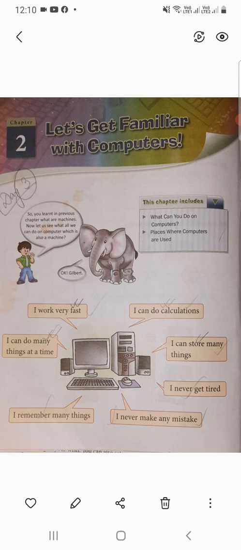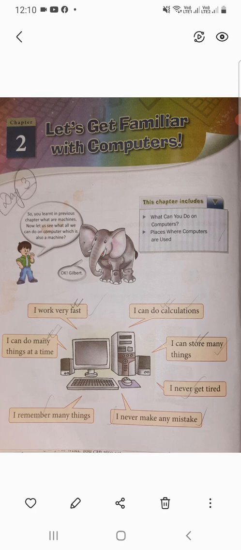We all know that a computer is a machine. In our previous chapter we have already learned what a machine is and how it works. Machines are made by human beings. So our computer is a machine and it can do so many things at a time. It can do so many things very fast and helps human beings to work very fast.